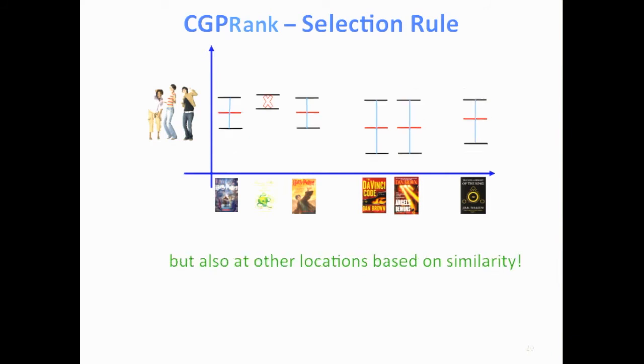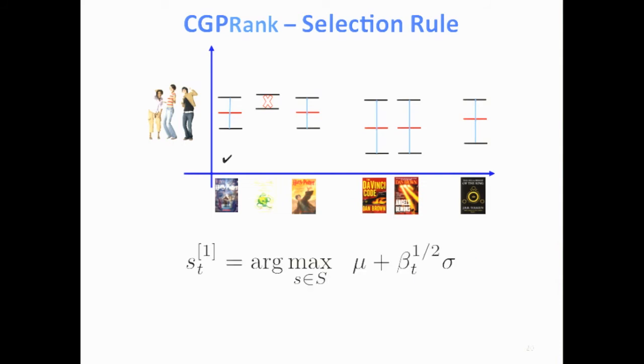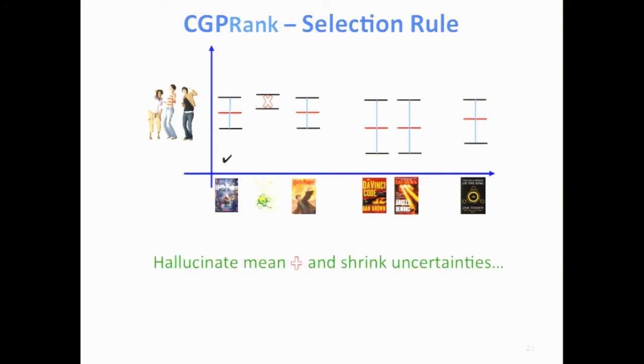And then now let's say you want to recommend 2 books to this user. So the first item is again selected according to the selection rule that was just explained. But then we cannot wait for the feedback. The earlier video that you saw was for selecting single items. Here we cannot wait for the feedback. We have to select the second book as well. So what we do is that we hallucinate the feedback as the current mean. And this helps us to shrink the uncertainty around the books.